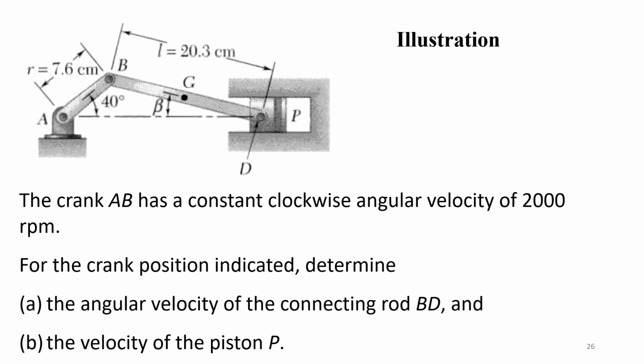Illustrative example of slider crank mechanism. Draw this figure to a suitable scale. The crank AB has a constant clockwise angular velocity of 2000 rpm. For the crank position indicated, determine the angular velocity of connecting rod BD and the velocity of piston P.